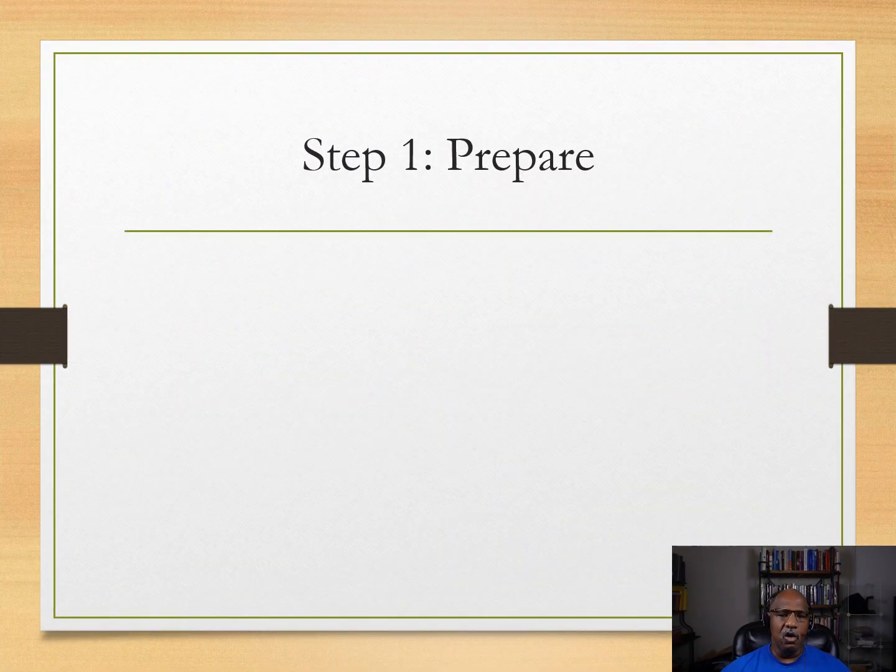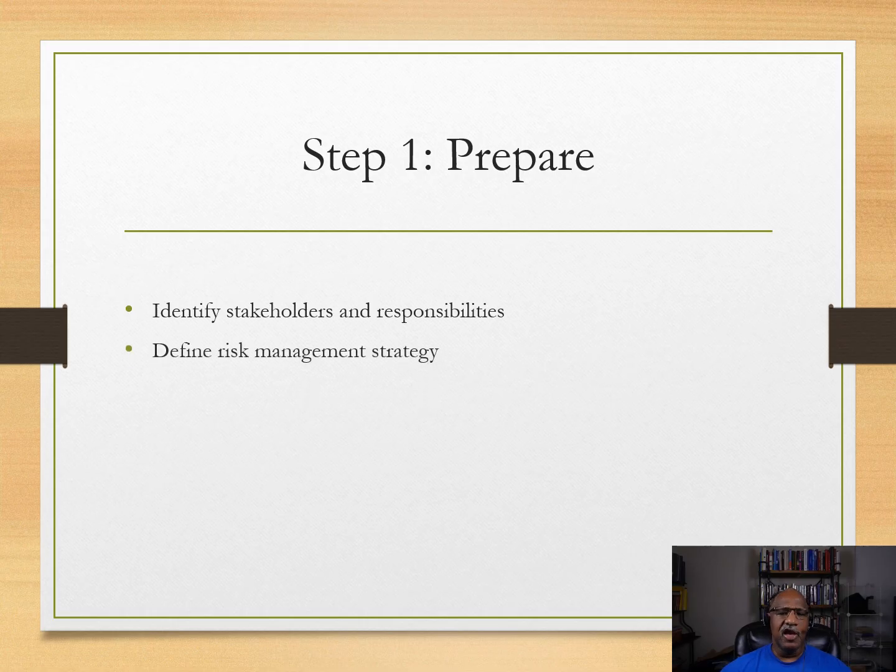So we're going to walk through some of the elements of the prepare step. In the prepare step, you identify stakeholders and the responsibilities of those stakeholders. You define the risk management strategy in this step. You establish governance, policies, and resources.